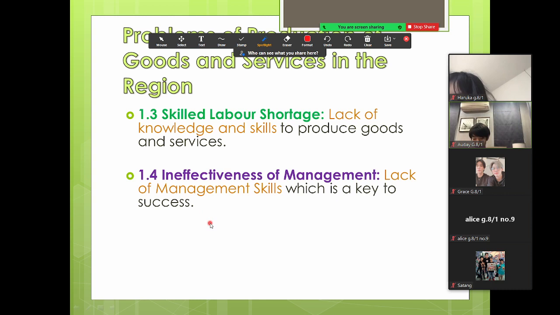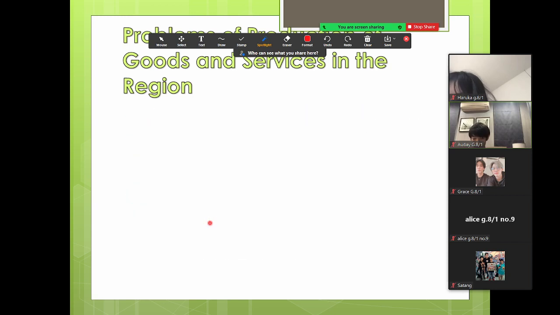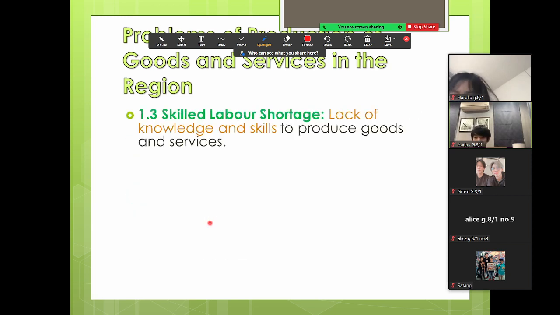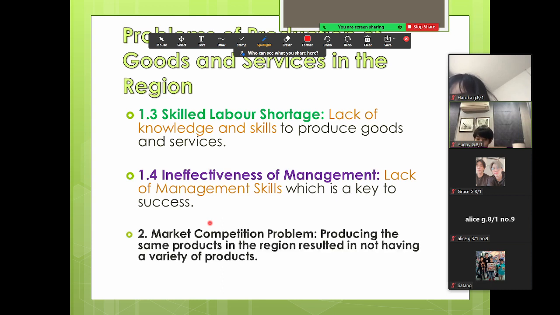Not only in agriculture. So we have there the four: land shortage, capital shortage, skilled labor shortage, and lack of management skills. After number one, we have number two. Haruka, please read.